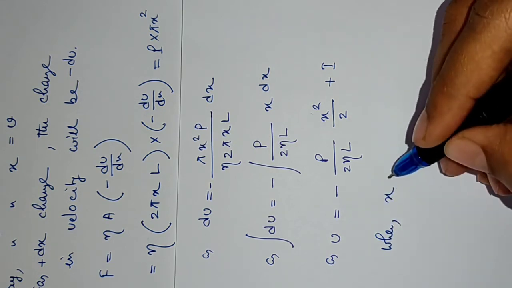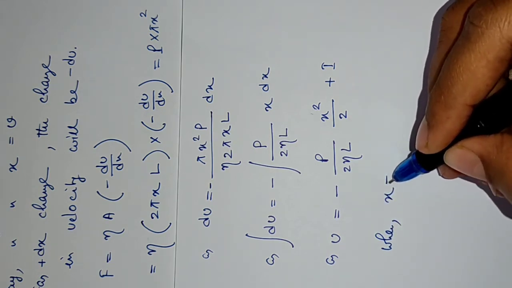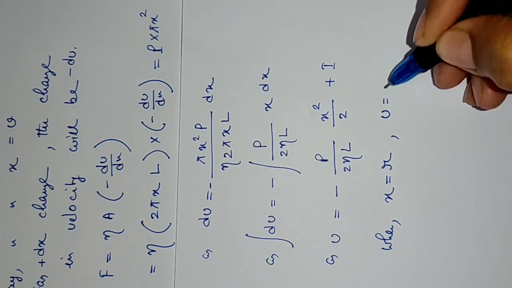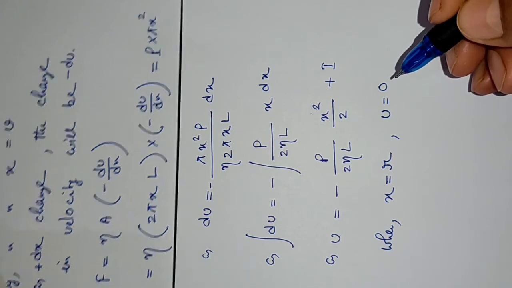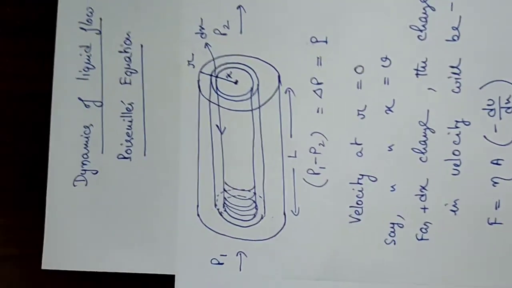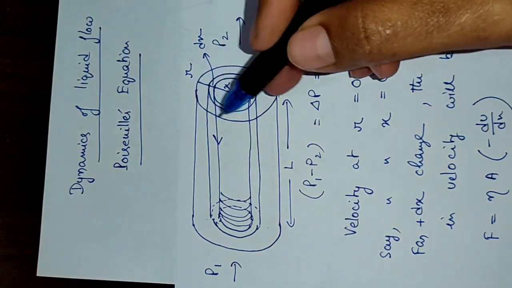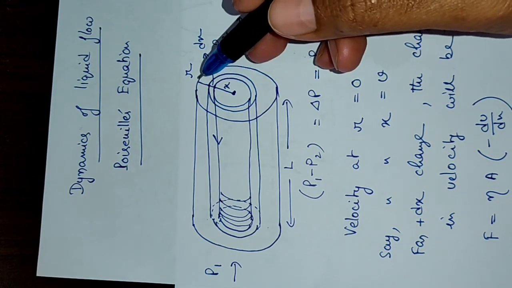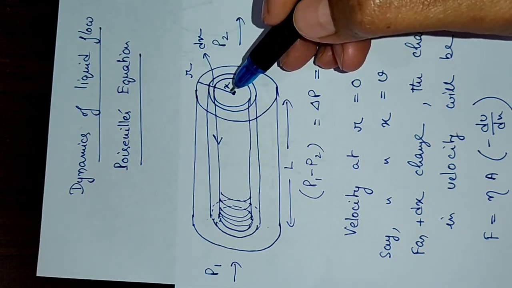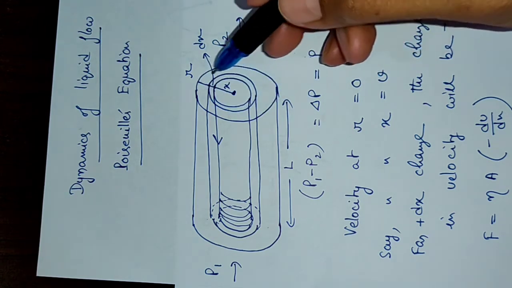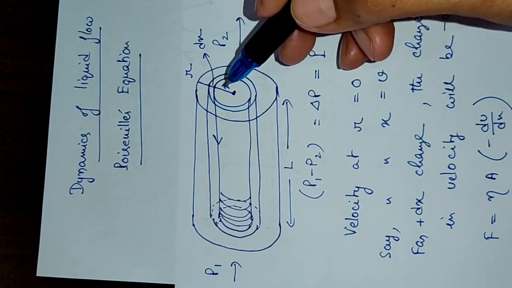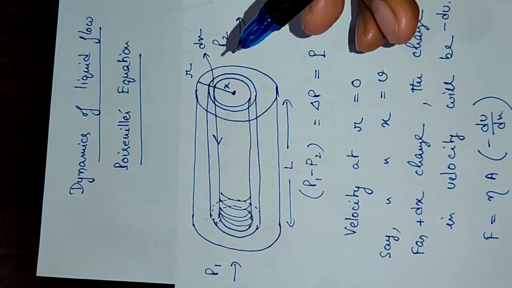When x equals r, then V will be 0, since the liquid layer in contact with the inner walls of the pipe is stagnant. That is, at a distance r from the center, since the pipe has radius r, it will be the inner surface of the pipe, so the velocity will be 0.